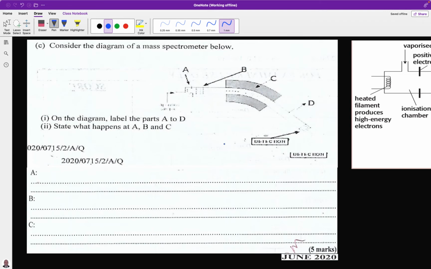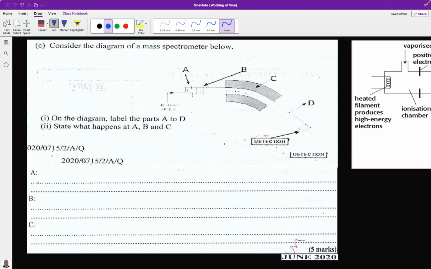I said it is very important in analytical chemistry because it is used to determine the relative isotopic mass. It is used to determine the relative abundances of isotopes. It is used to determine the relative atomic mass of an element. It is used to determine the relative molecular mass of a compound. It is used to determine the structural formula of compounds in organic chemistry.